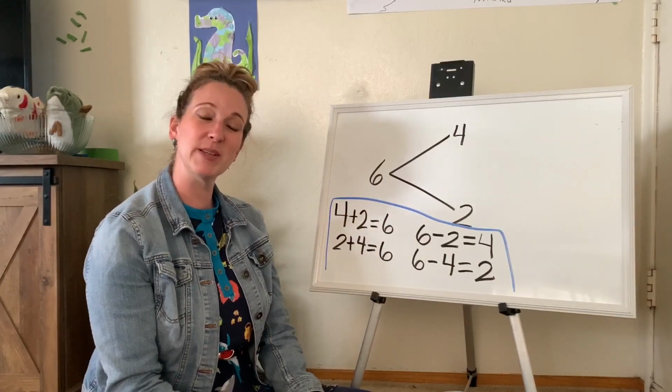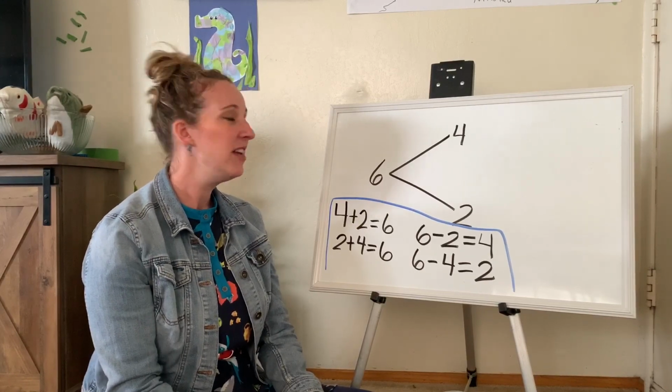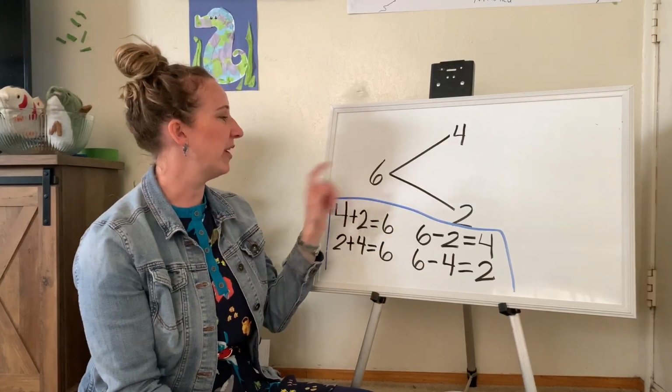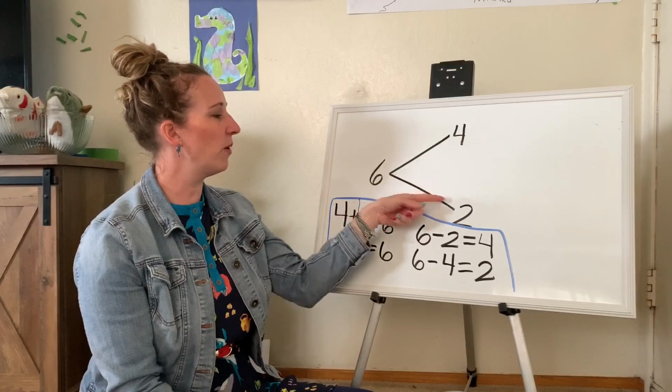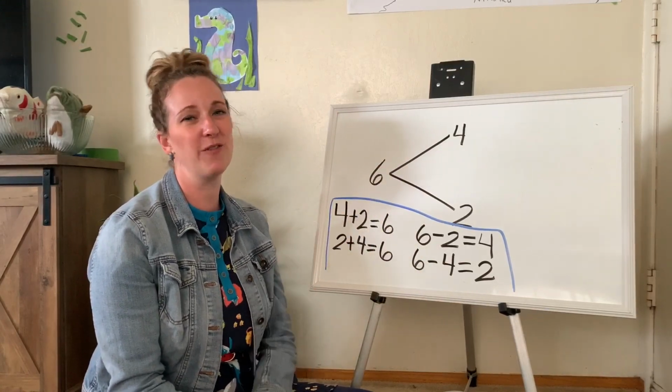Have your parents write some out for you, or you can come up with them and try to solve them yourself, okay? So just remember, you can start by putting a 7 here, or you can put an 8 here, and figure out what numbers are going to go on the sides of your number bond or of your math mountain.